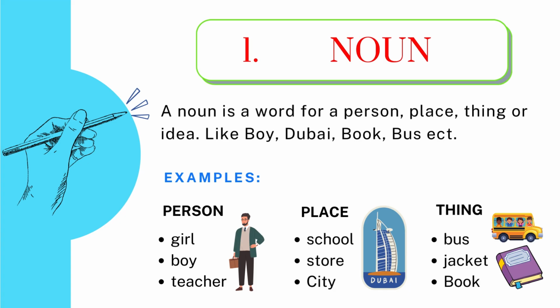A noun is a word for a person, place, thing or idea. Like boy, Dubai, book, bus, etc.